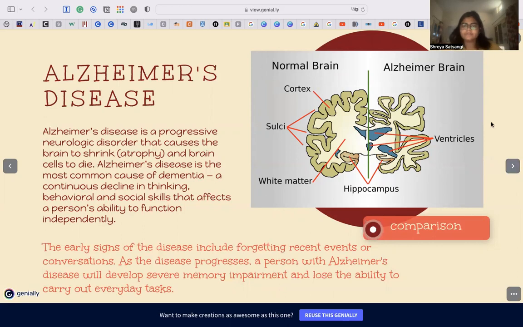in the world. Now, here in the diagram, you can see the normal brain has full sulci, cortex, white matter, but in the Alzheimer's brain, we can clearly see that the part is shrunken.